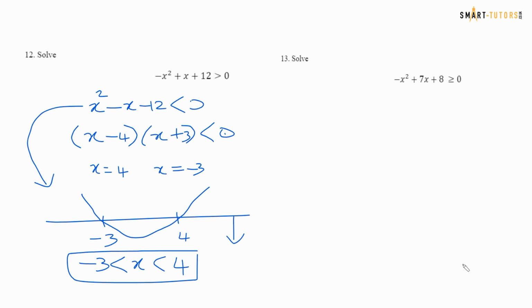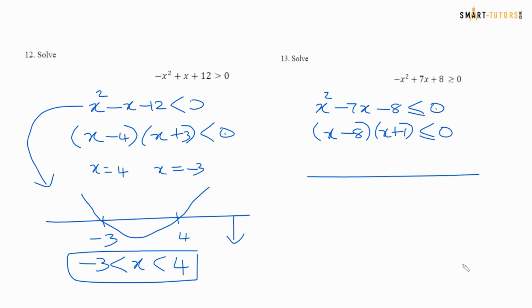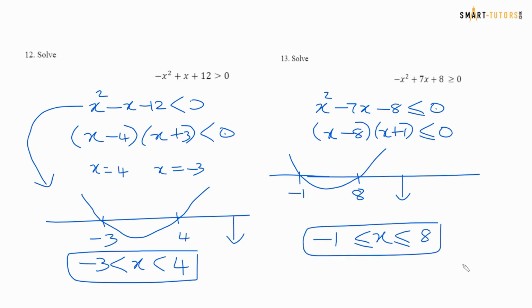Question number 13, so again same technique, x squared minus 7x minus 8 less than or equal to 0. And this is x minus 8, x plus 1 less than or equal to 0. And this is 8 and minus 1, happy face graph, and below the answer is, and this is going to become equal, minus 1 less than or equal to x less than or equal to 8. And that is the answer for question number 13.